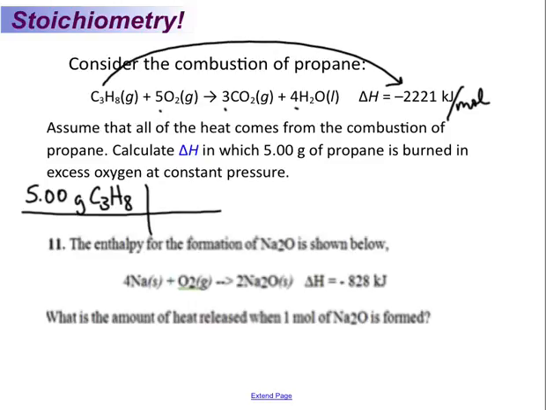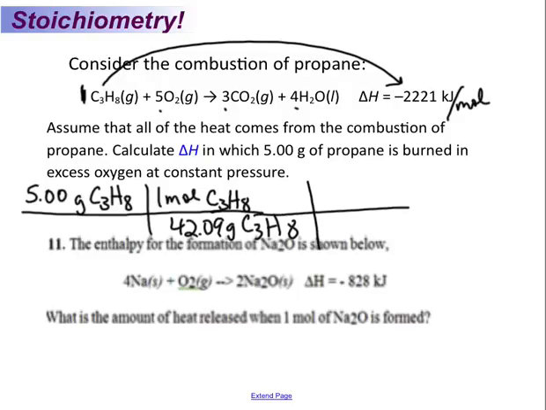What do I need to be in to mole bridge? Moles, right? So for every 1 mole of propane, how many grams do I have? 42.09 grams. Okay, and now I can mole bridge. For every 1 mole of this, I have that many kilojoules. 1 mole of that on the bottom, I have negative 2221 kilojoules.